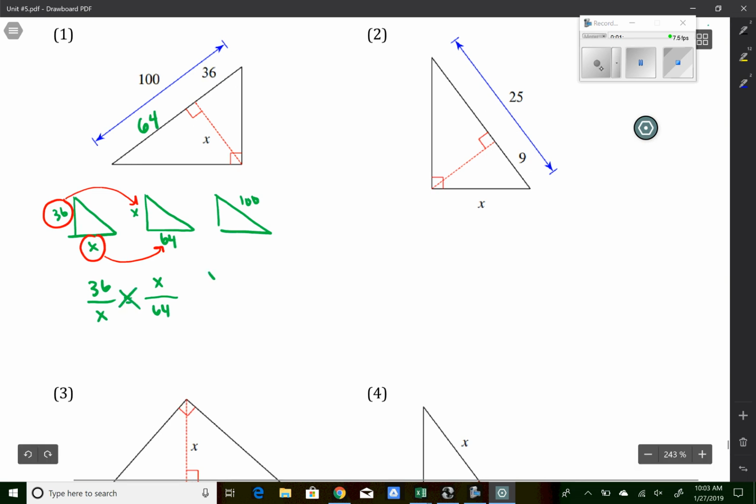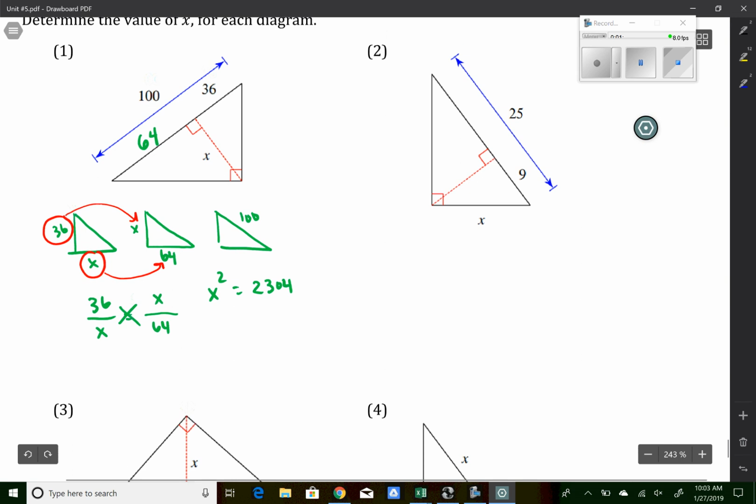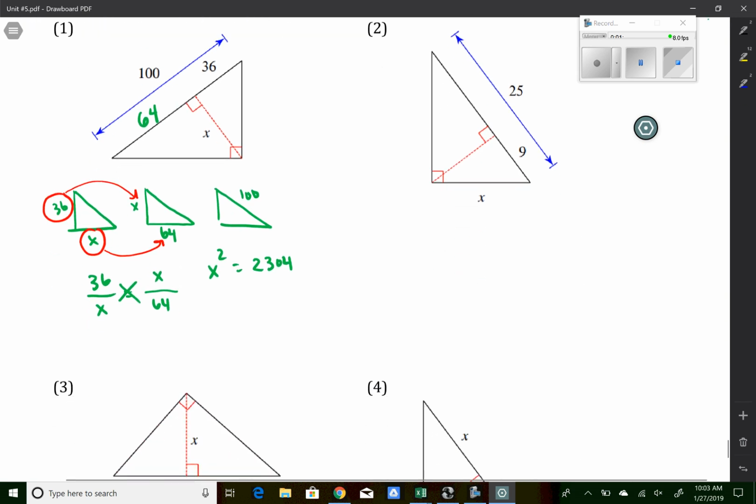So if I cross multiply, I get x squared is equal to 2,304. Now notice in this question, it doesn't say simplest radical form or anything like that, and 36 and 64 individually are going to be perfect squares. So when I take the square root of 2,304, I should actually get a perfect square. I believe it's 48, but let me just check it. It's 48. So we get an answer here for x of 48.